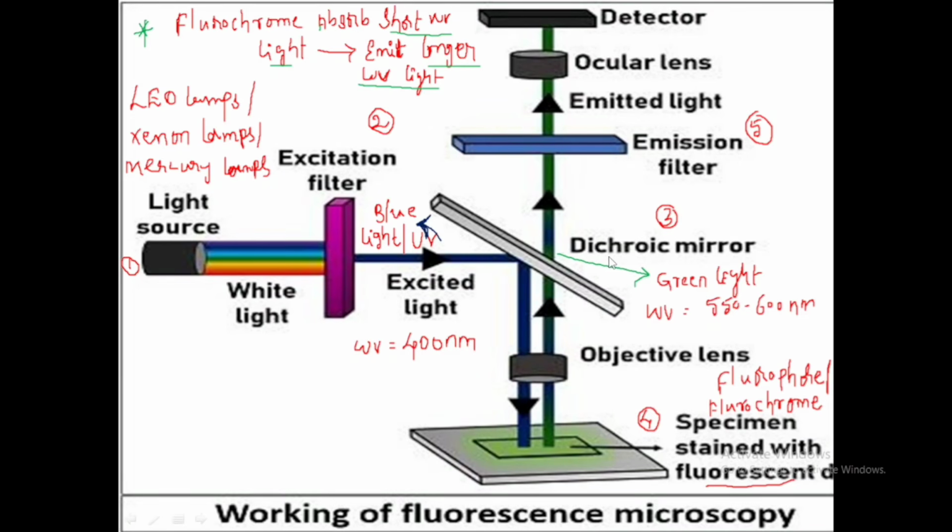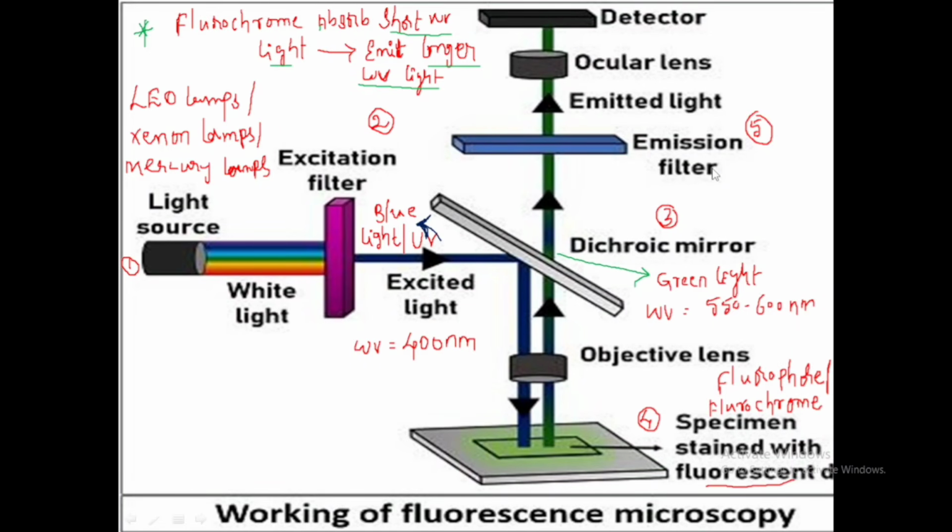The third part is the dichroic mirror, so remember the dichroic mirror. The fourth is the specimen, which is stained with the fluorescent dye. Another name for the fluorescent dye is the fluorophore or fluorochrome. In a light microscope the specimen is stained with a normal reagent, but here we stain the specimen with a fluorescent dye, fluorophore or fluorochrome.